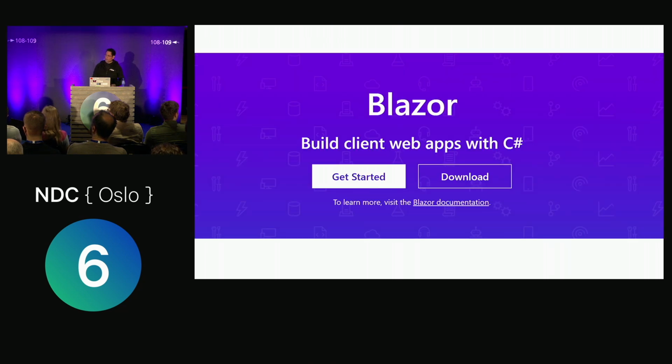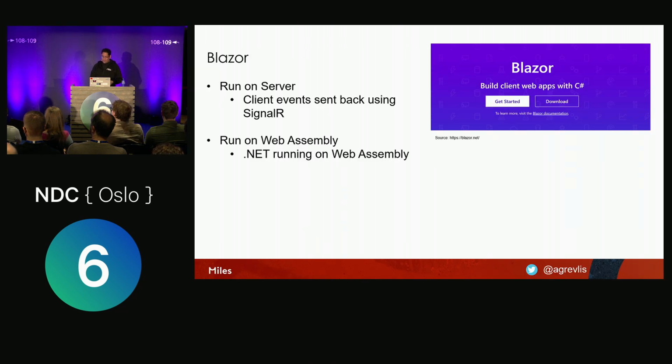And then one of the prime examples, one that can be very interesting in this conference or in this setting, is Blazor. Blazor is a way that we can build our client web applications using C#. There are two versions or two flavors of Blazor. One of them is running on the server. It works so that client events are sent back using SignalR, or you can run it on WebAssembly. Then you will have .NET running on WebAssembly in your browser.